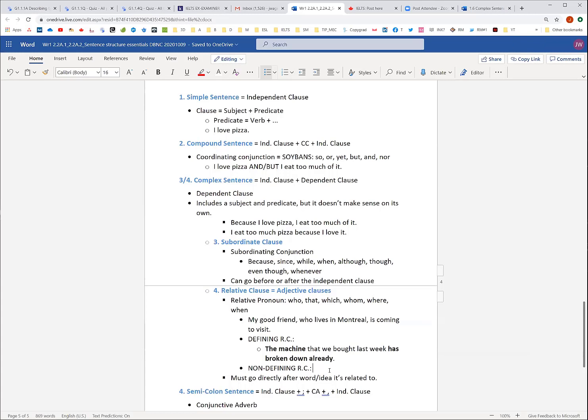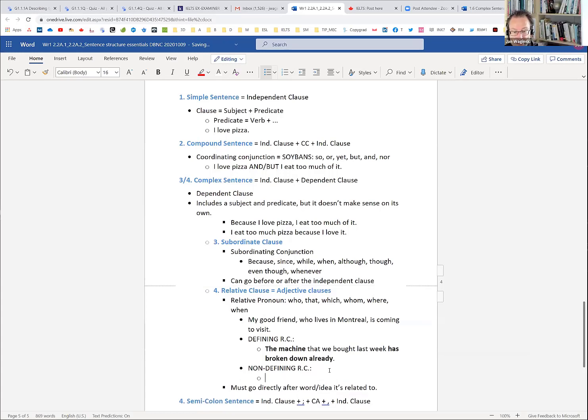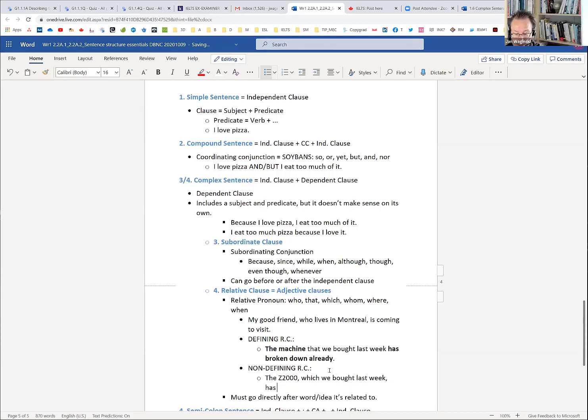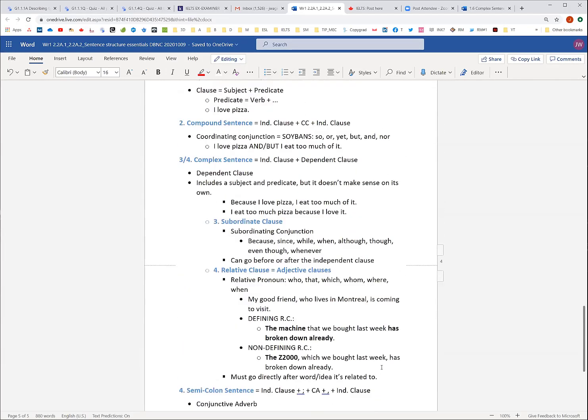Now, a non-defining relative clause is very similar, but in this case, the relative clause is an additional detail. We don't need it to understand which specific thing you're talking about. So here's a very similar example. The Z2000, which we bought last week, has broken down already. So again, we've got our independent clause, the Z2000 has broken down already.